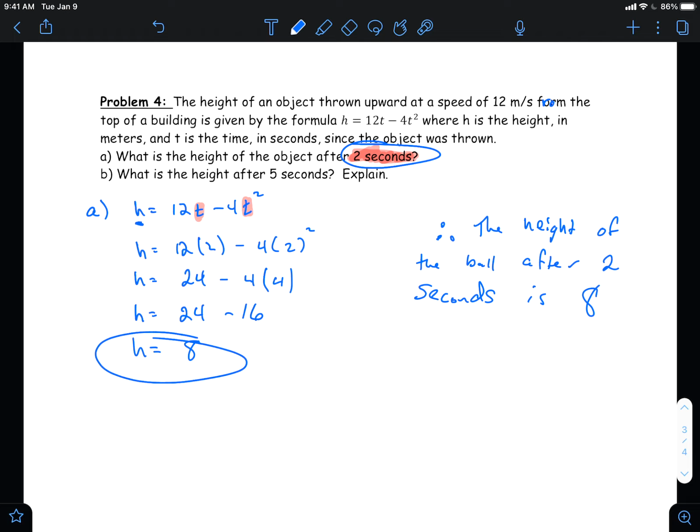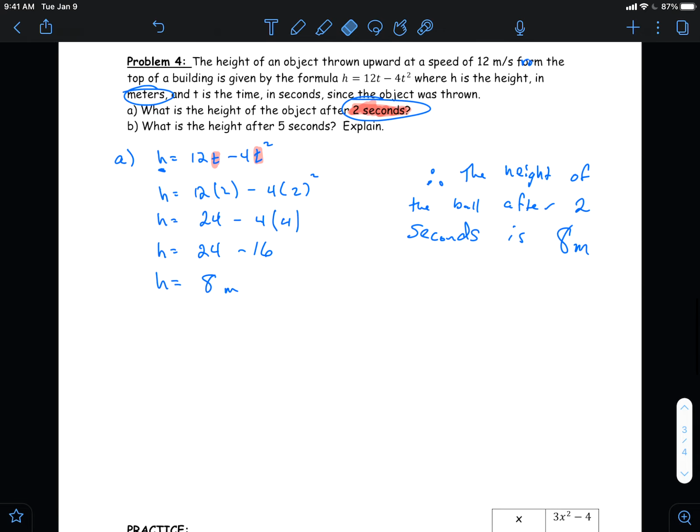Right? So albeit the therefore statement might be a little tedious to write every time, I understand that. But in reading this, therefore the height of the ball after 2 seconds is 8. 8 what? That sentence feels unfinished. Right? And hopefully that therefore statement catches that for you so you don't forget about it, right? And it told you in the question, it's measured in meters. So put the units on there. Okay?